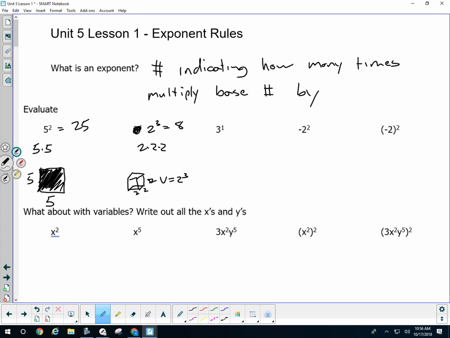Now, something to the 1st power means you're multiplying it by itself, but not 2 times. It's just itself 1 time, which is why something to the 1st power is just that number.